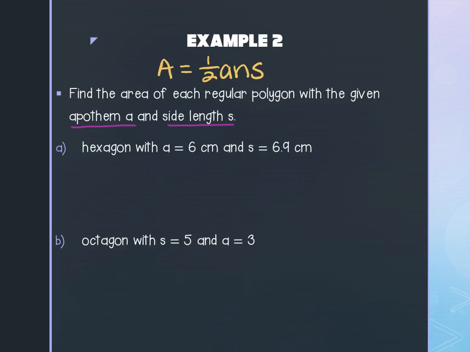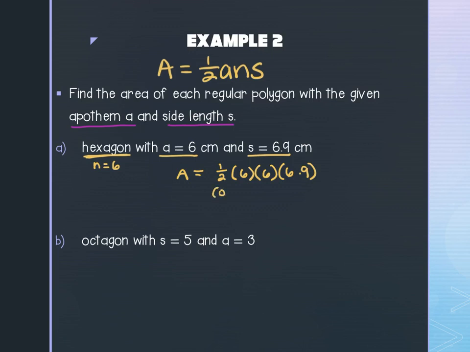So if you look at A, it says a hexagon. Already there I know N is 6. A is 6 and S is 6.9. So I'm just going to do area equals 1/2 A, which is 6, N, which is 6, S, which is 6.9. Now the good news is, again, on this test, you're going to be able to have your calculator.